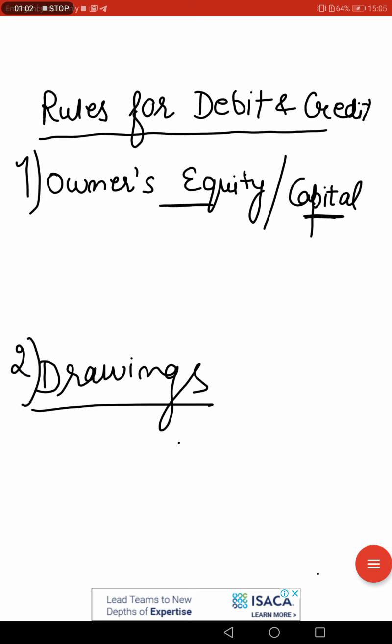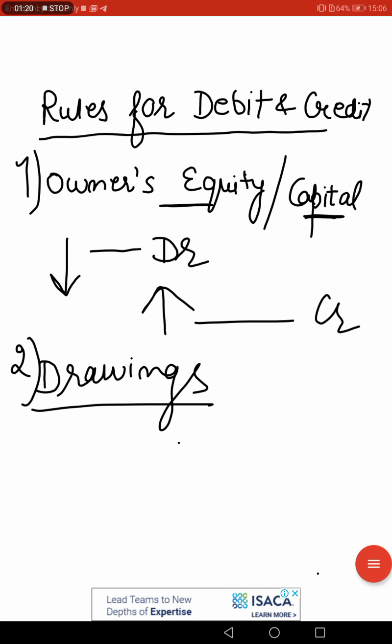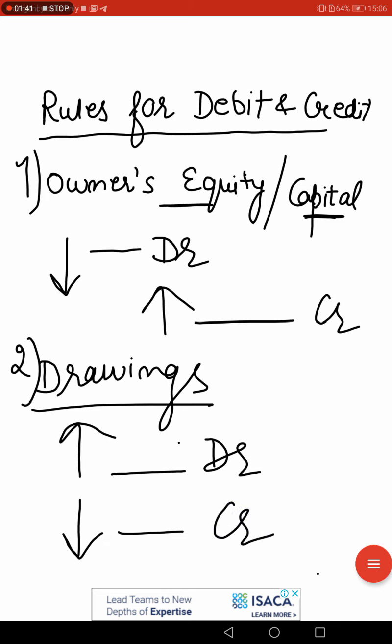For the capital, there is a simple fundamental. Whenever there is a decrease in capital, we will debit the account. Whenever there is an increase in the capital, we will credit the account. And for the drawing, the rule will be just opposite to the capital. Whenever there is an increase in the drawing, we will debit the account, and whenever there is a decrease in the drawing, we will credit the account.